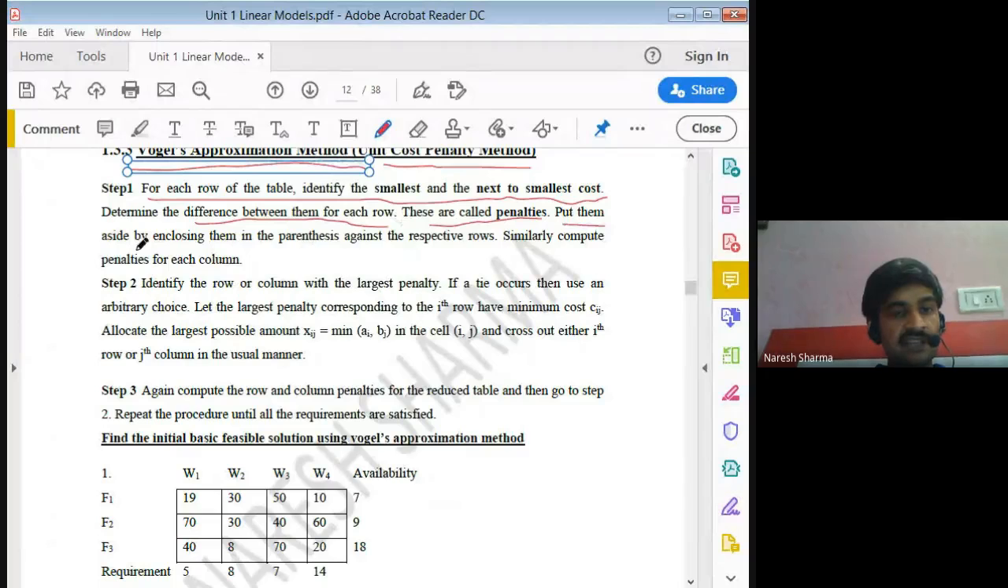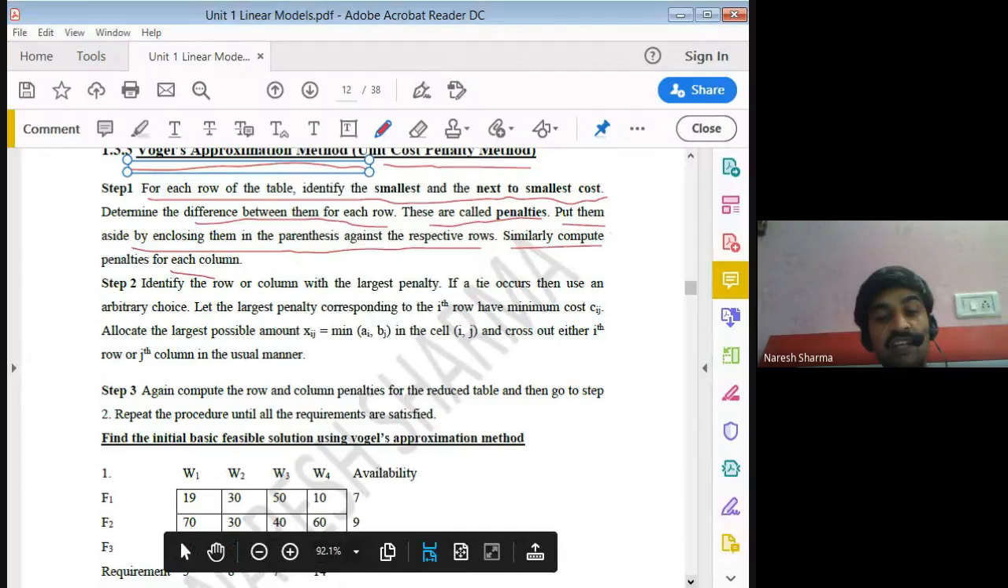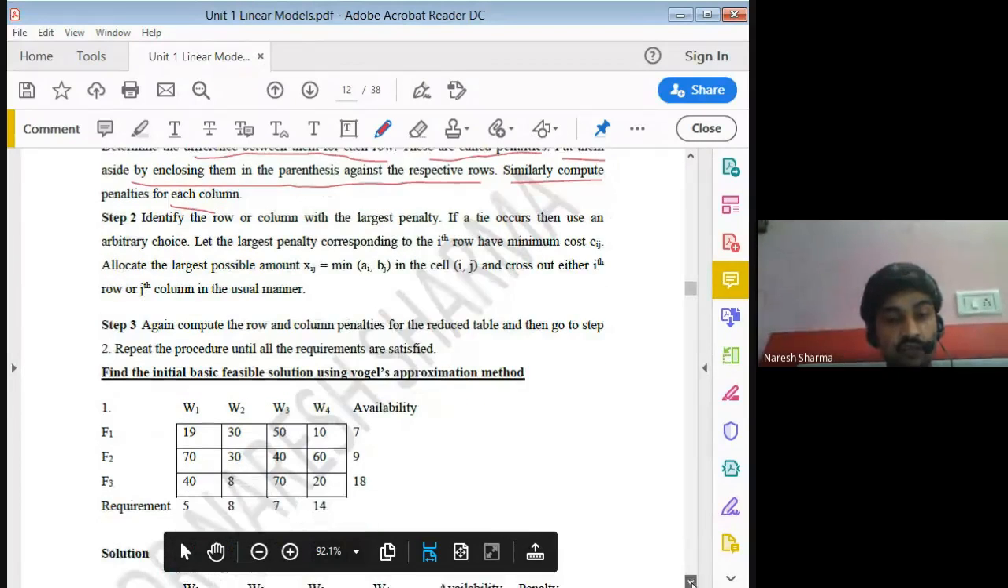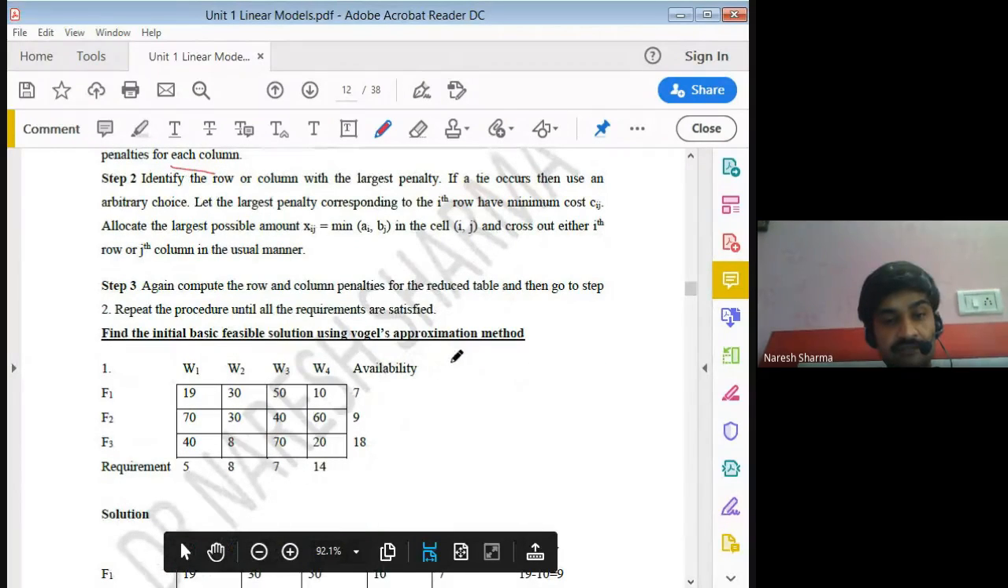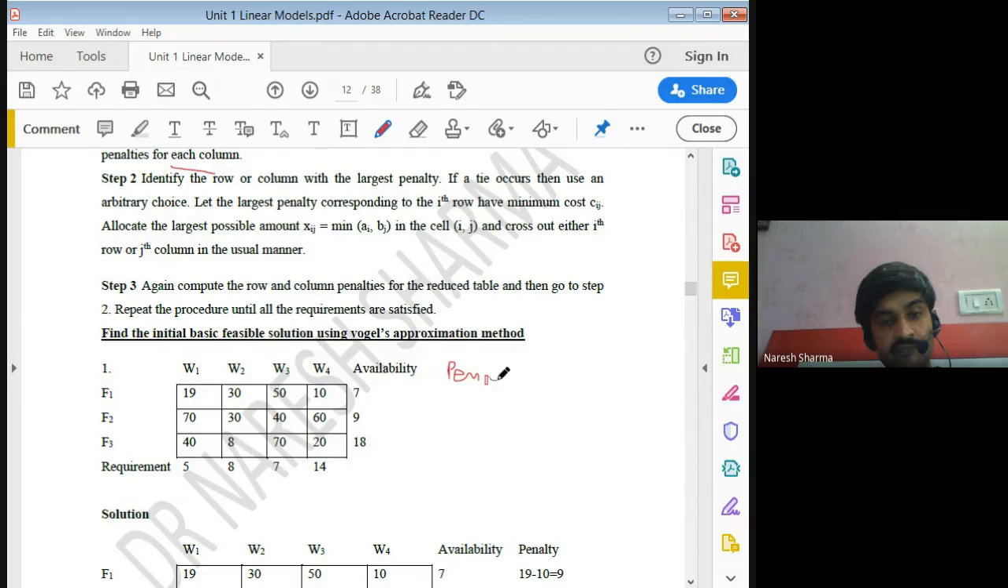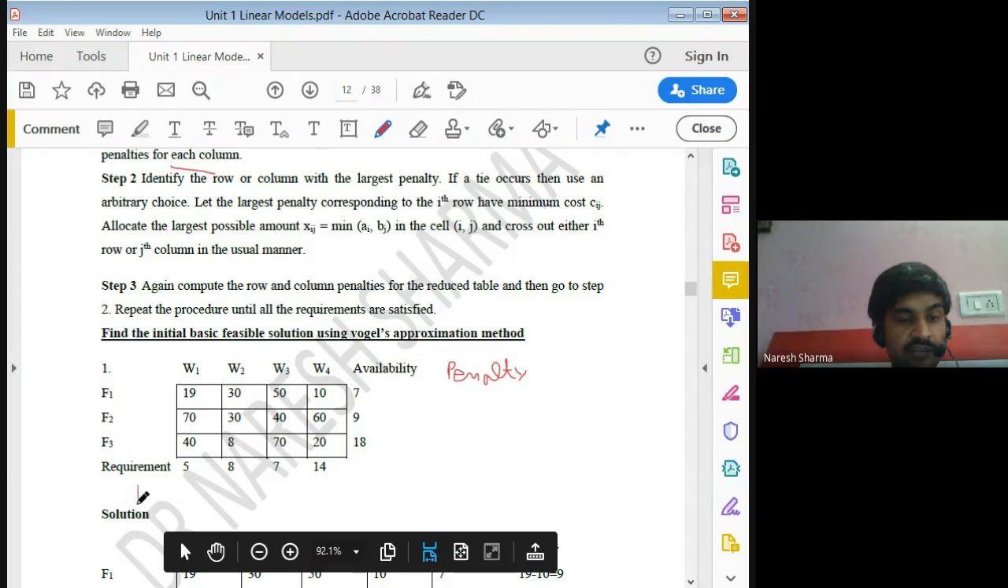Write it down against each row, enclosed in parentheses, and similarly compute for the columns also. So what is the penalty? We need to check here. You calculate the penalty row wise and column wise also. I'm writing only P for the penalty.